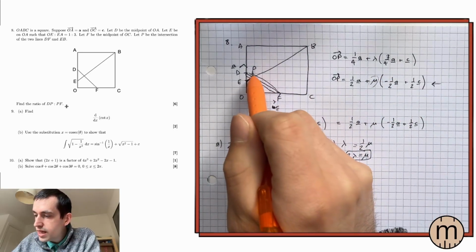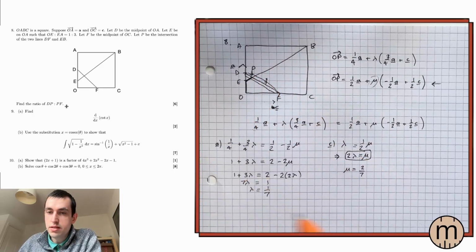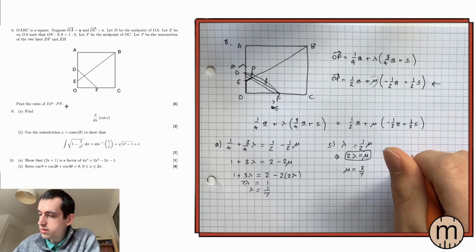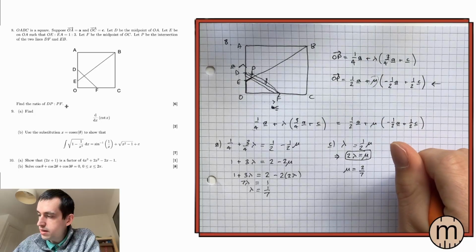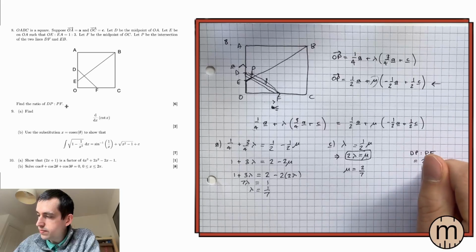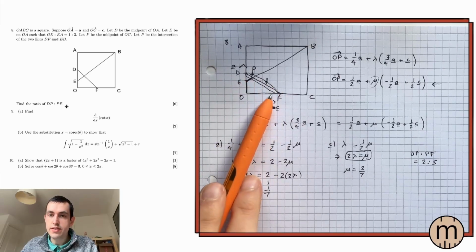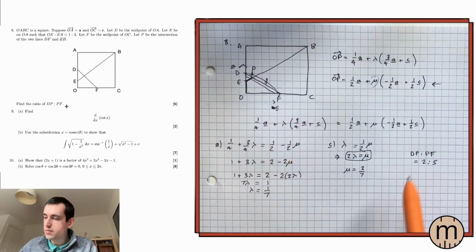And we're basically told that here, that's 2/7 of the way along, which means that 5/7 is left over. And therefore D to P, PF, is equal to 2 to 5. Basically 2/7 of the way down. So what's missing? 5/7. So 2 to 5 is the ratio.